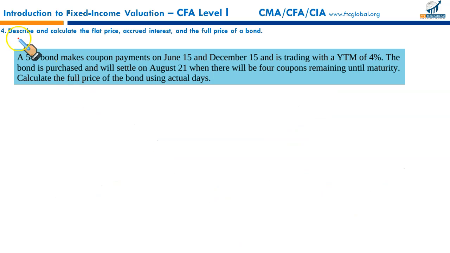Your next LOS is: describe and calculate the flat price, accrued interest, and the full price of a bond. The coupon bond values we have calculated so far are calculated on the date a coupon is paid. Basically, we have so far calculated the present value of the remaining coupon payments.